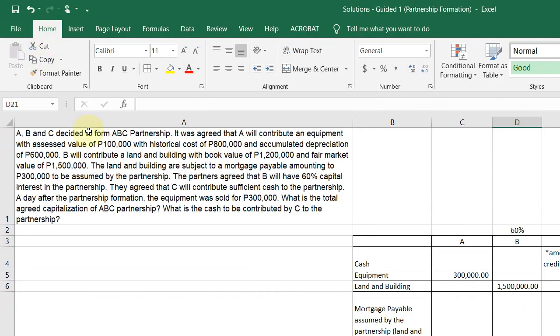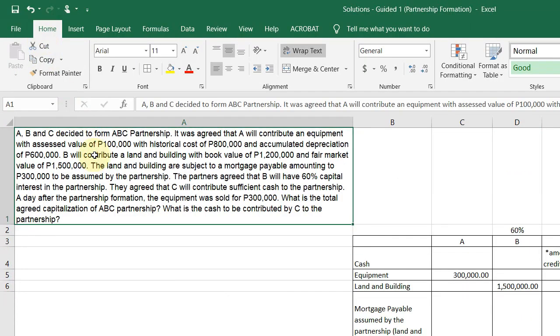Next, problem 5. So, ito, medyo mahaba. A, B, and C decided to form ABC partnership. It was agreed that A will contribute an equipment with assessed value of 100,000 with historical cost of 800,000, accumulated depreciation of 600,000. B will contribute a land and building with a book value of 1.2 and fair market value of 1.5. The land and building are subject to a mortgage payable amounting to 300 to be assumed by the partnership. The partners agreed that B will have 60% capital interest in the partnership. They agreed that C will contribute sufficient cash to the partnership. A day after the partnership formation, the equipment was sold for 300,000. What is the total agreed capitalization of ABC partnership? What is the cash to be contributed by C? So, dalawang tanong. Una muna.